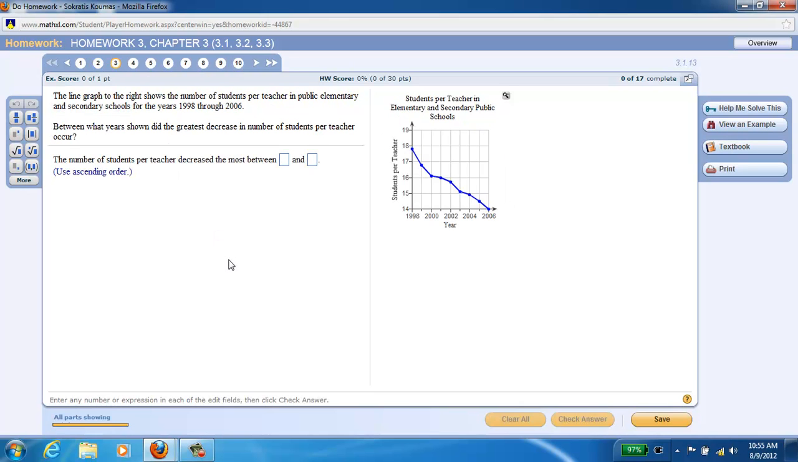Same thing, we have a line graph, so between what years did the greatest decrease in number of students occur? So you have to give me the 2 years, let's say from 2000 to 2004 or from 2002 to 2003 and so on. So you have to check the 2 years and give me the 2 years with the greatest decrease. You have to go based on the chart.